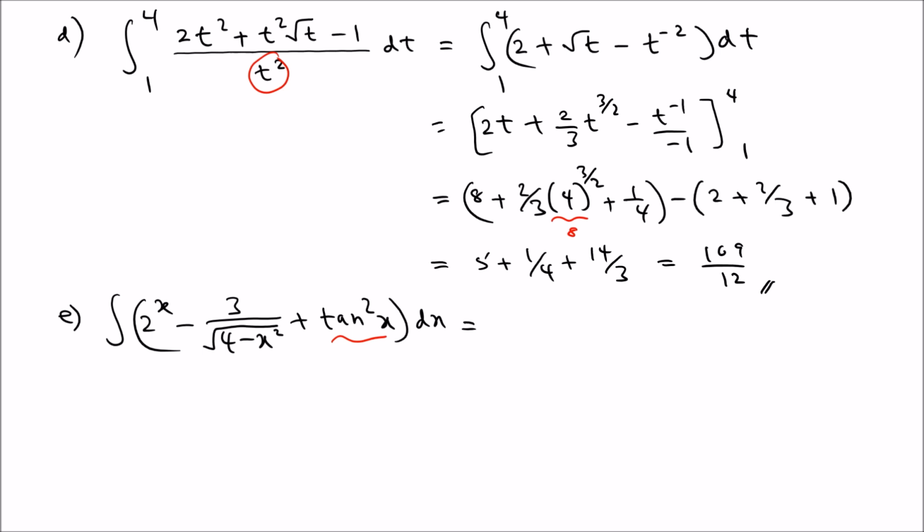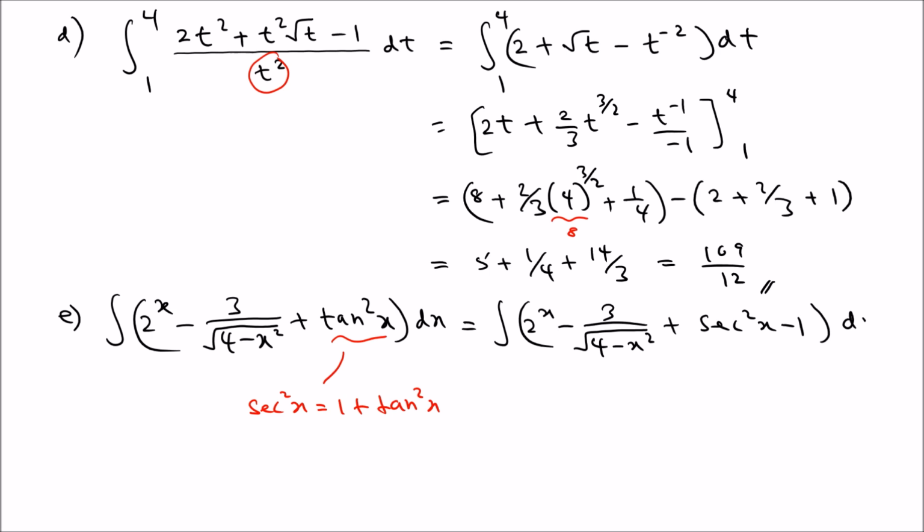The reason is secant squared x is simply 1 plus tan squared x. So that means tan squared x is secant squared minus 1. So we can rewrite it like that. We can rewrite 2 to the x minus 3 over the square root of 4 minus x squared, and then this one we can write as secant squared x minus 1.